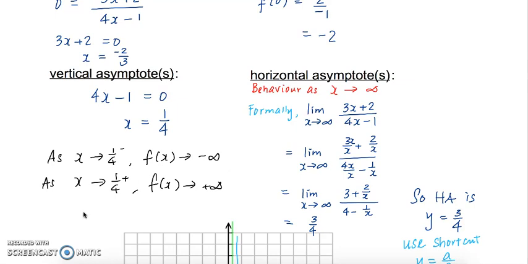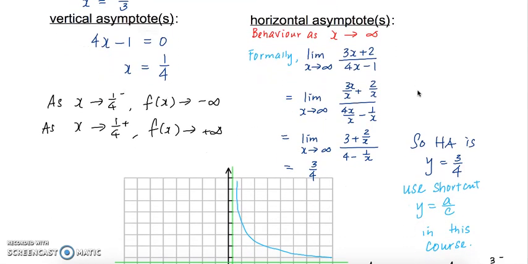You can do the same thing to see what happens as x approaches 1/4 from the right. This time pick an x value that is just slightly bigger than 0.25. So let's say 0.25001. Your function should turn out to be a positive number. So we say that the function approaches positive infinity.